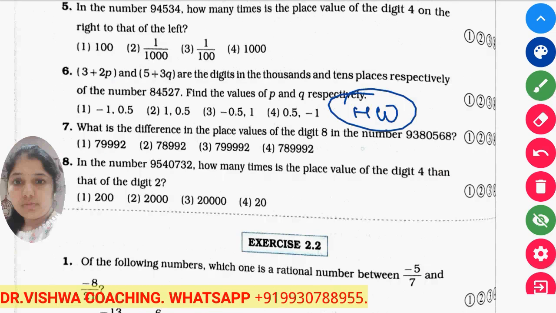What is the difference between the place values of the digit 8 in the number? Now see, 8 is the digit given to you and we have to find the difference between the place values of these digits. So 8 is at unit place and here 8 is at 1, 2, 3, 4, 5, the 10,000 place. Okay. So just subtract 8 from 80,000. So you will get the answer 79,992.